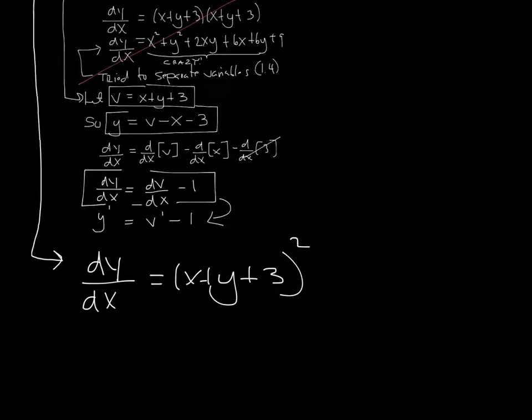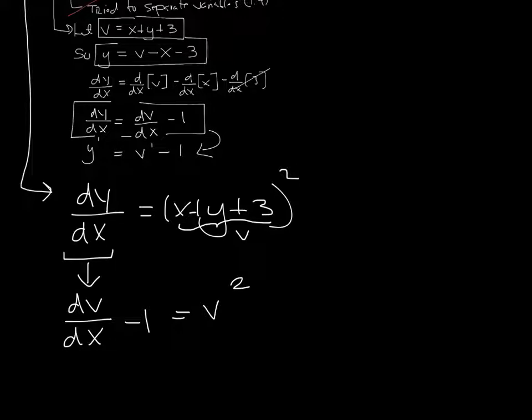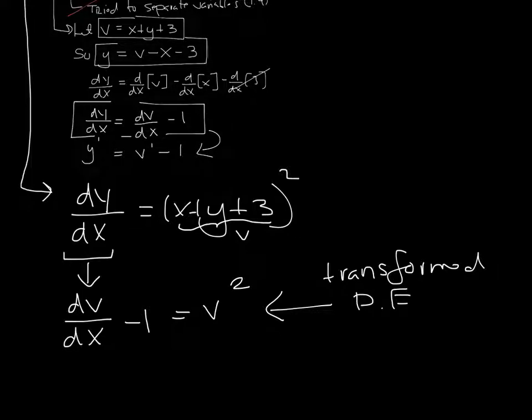Okay, so I move this up. Okay, so now dy/dx is dv/dx minus 1. Okay, so that's done. And now we can substitute, right? We called this guy v, so that's just v squared. And right, this is the transformed differential equation, right? This is our function of x and v, or v and x.